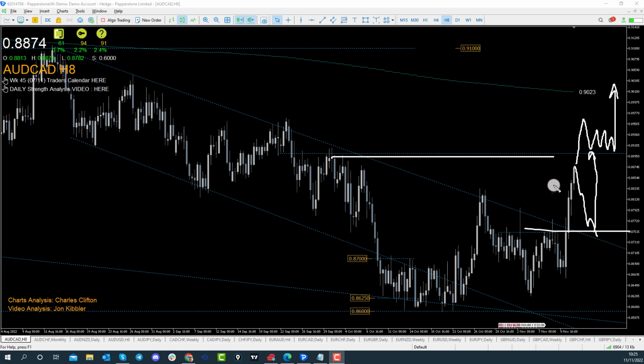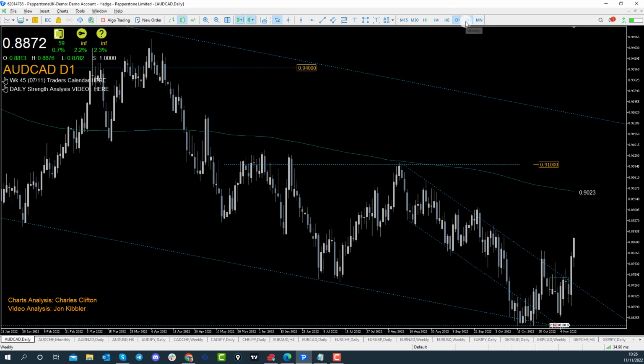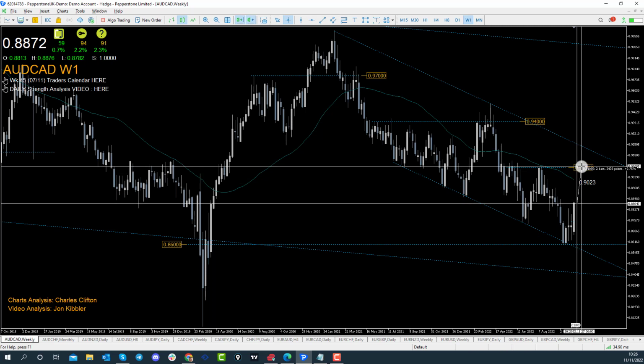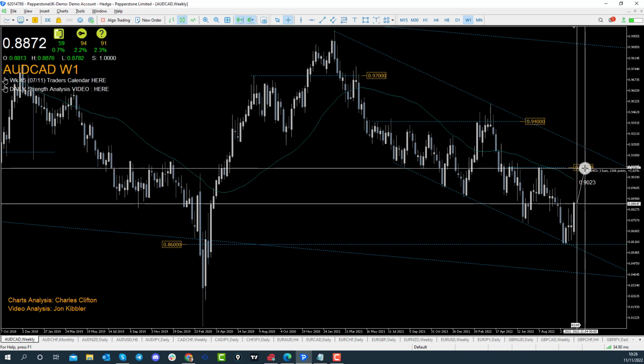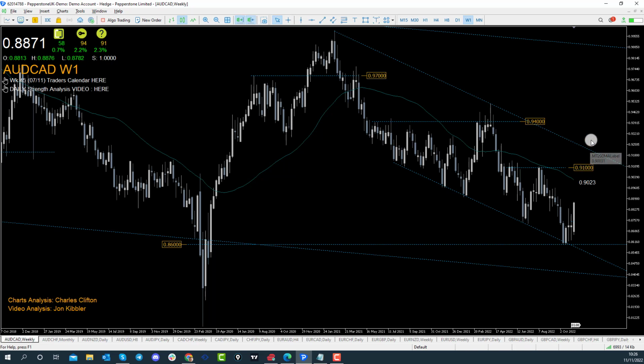Okay, so there's a couple of ideas to keep your eyes on there for Aussie CAD, but I liked Aussie CAD because it has room to go. If we look at it from a weekly time frame and take a bigger picture outlook of the bearish channel here, if price is going to start heading towards the 0.91 handle, you've got 230 pips there. To the top of the bearish channel, you've got 360 pips. So good room to breathe there for a move to the upside.